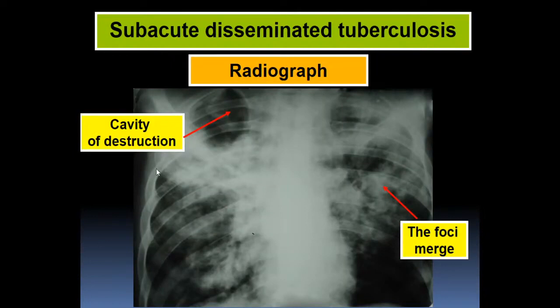On this X-ray, you can see groups of focal shadows fused together, forming infiltrates. Symmetry is absent, uniformity is absent. And on the apex of the right lung, we can see a cavity of destruction. This is destruction of lung tissue and formation of a cavity.